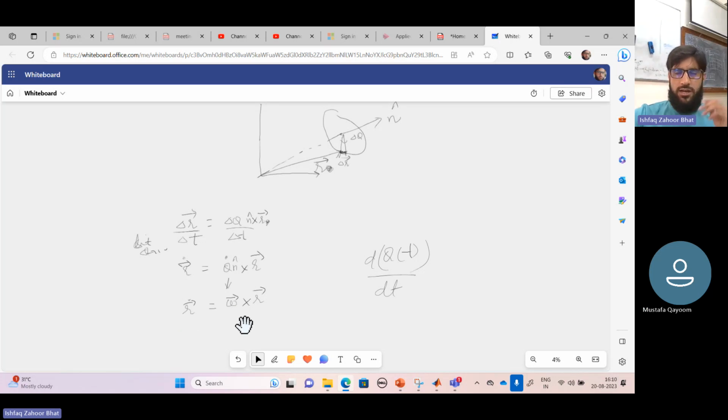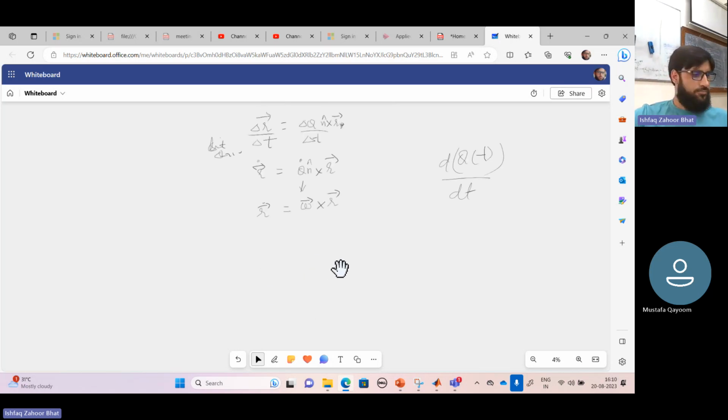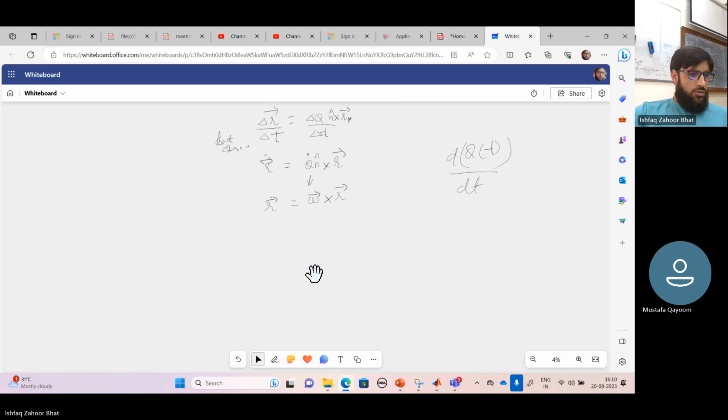So this equation, which I already explained in 2D, is a very general equation. The rate of change of position is equal to the omega of the body cross the position itself. Okay, so let's proceed and see what further things we have. Now I can write this.